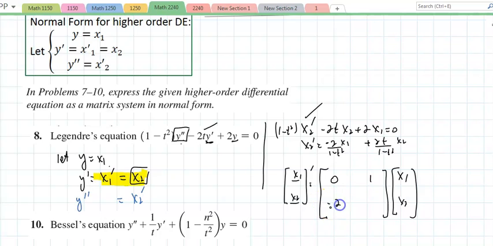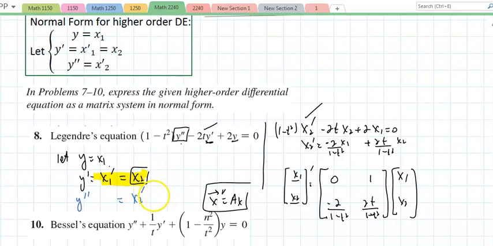That will be negative 2 over 1 minus t squared, and that will be 2t divided by 1 minus t squared. And there it is. Right? That's really x prime equal Ax. And if it was an x to the third, I could have done that more, you know?